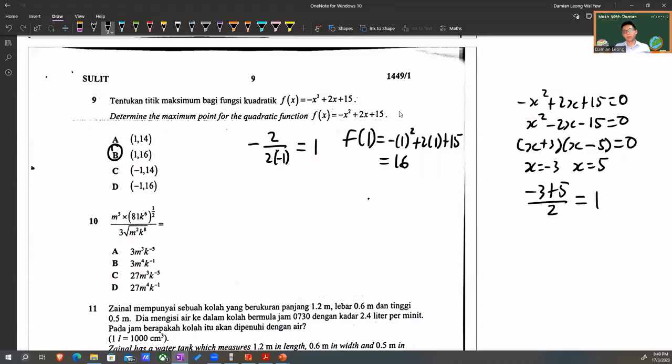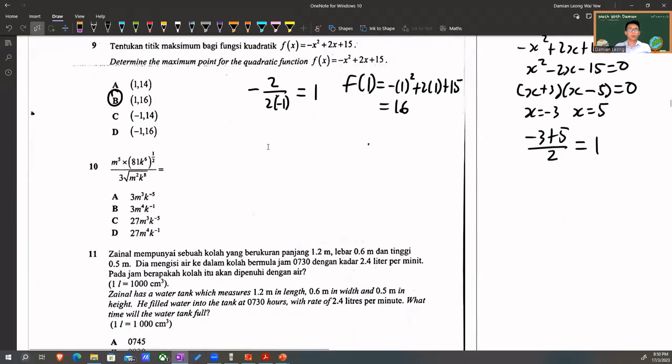Then this part is the same. You have to find the x first, then you sub it in. But how you find the x, this is the longer way. The shortcut is using negative b over 2a. Yeah, which is not a given formula. You have to memorize it.